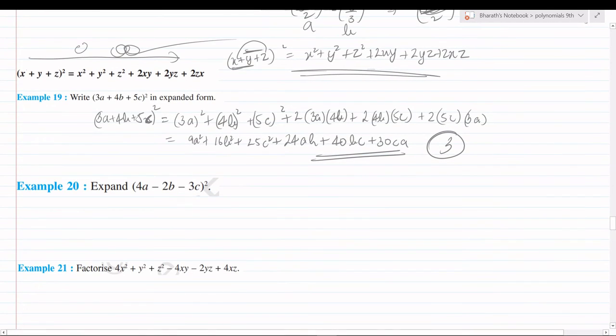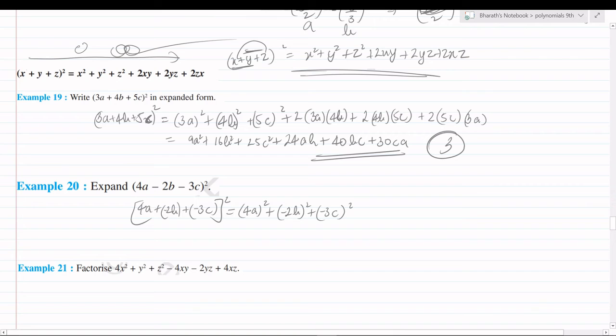But in this, there is minus, so you should not get confused. I know you won't get confused, you're smart kids. Just write 4a plus, take minus inside, 2b plus minus 3c, then square it. Now here, while squaring, you should keep in mind, wait, I'll tell you. 4a whole square plus minus 2b whole square plus minus 3c whole square.